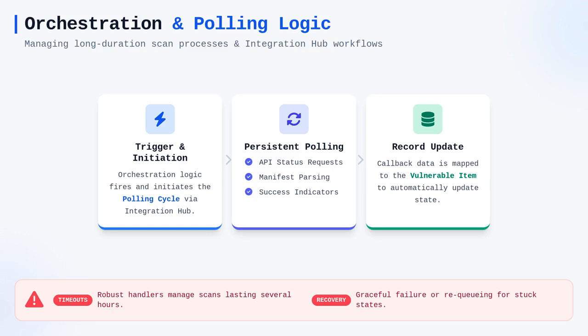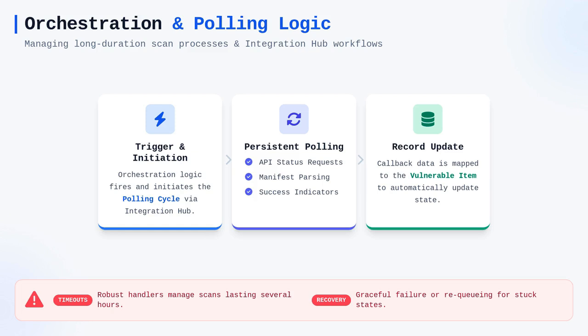Once the trigger fires, the orchestration logic enters a polling cycle that requires careful management of long-duration processes. We cannot simply hold an open connection to the scanner. Instead, we utilize persistent polling loop scripts that communicate with the integration hub to check the status of the scan task. This involves sending a request to the third-party scanner's API, receiving a manifest of the scan job, and parsing the post-scan success indicators returned by the provider.